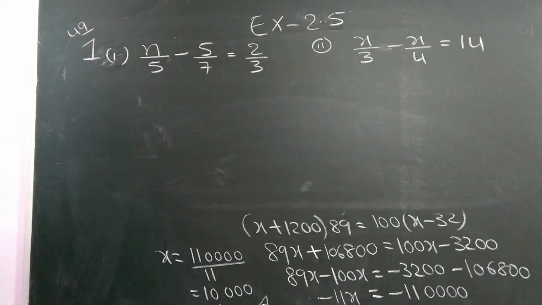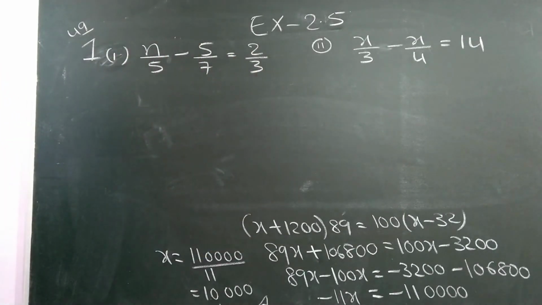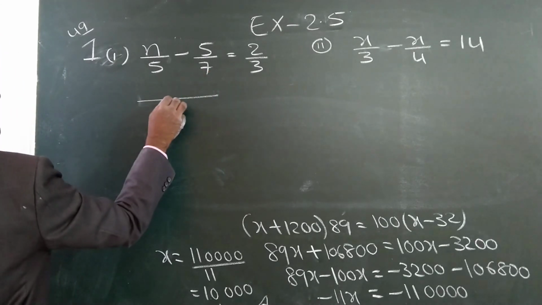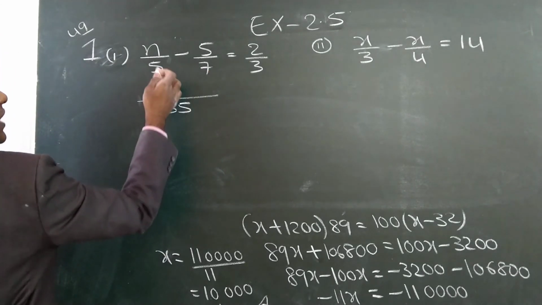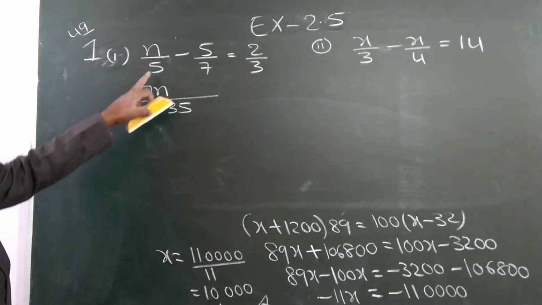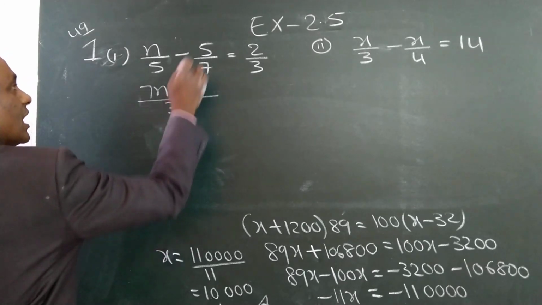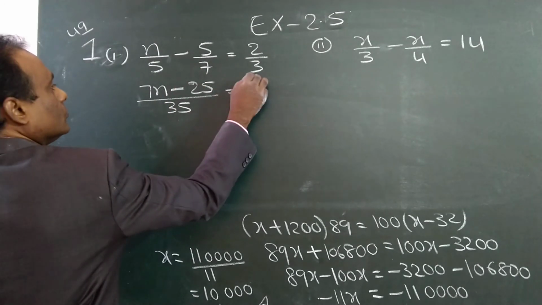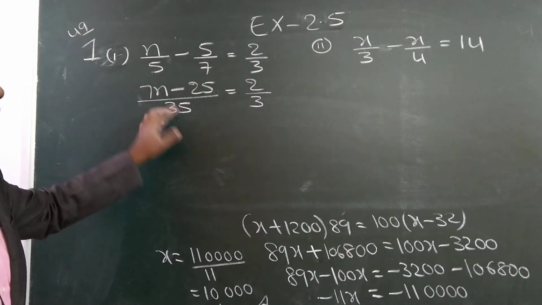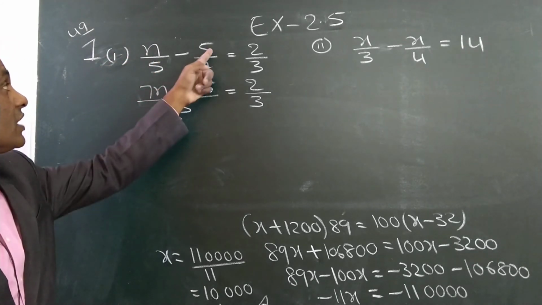We have to find the n value. So take all the remaining terms to the right side and keep only n on the left side. You can take this to the right side directly or take the LCM first. 5 and 7, the LCM is 35. 5 sevens are 35, so 7 into n, 7n, minus 5 fives are 25. See, 7 fives are 35, so 5 goes how many times? 7 times. 7 into n, 7n. 7 goes how many times? 5 times. 5 fives are 25.